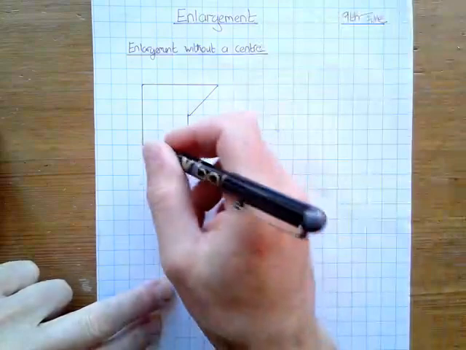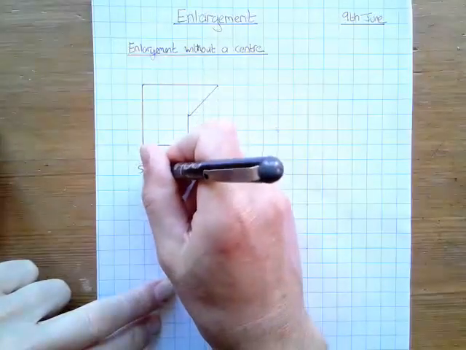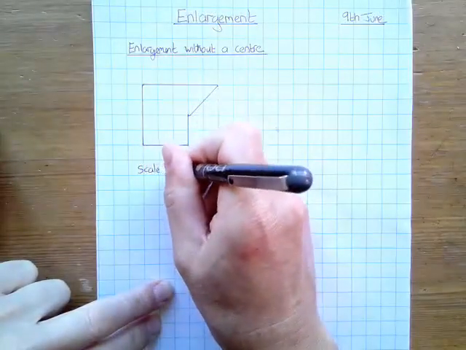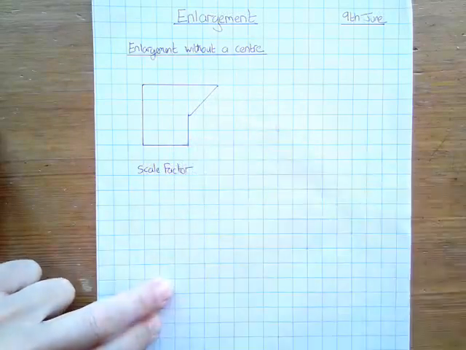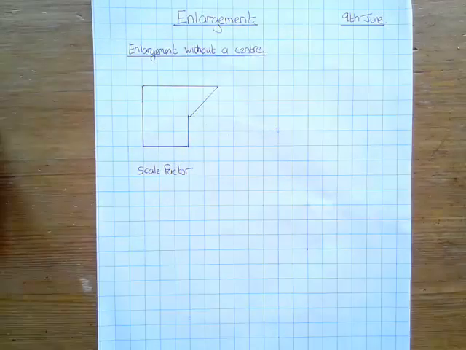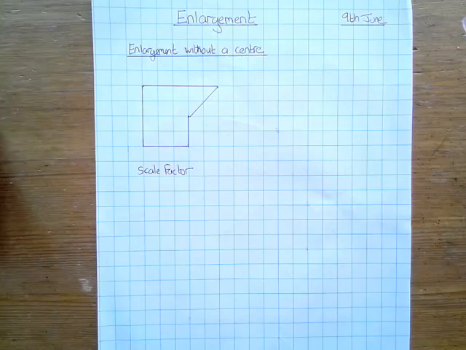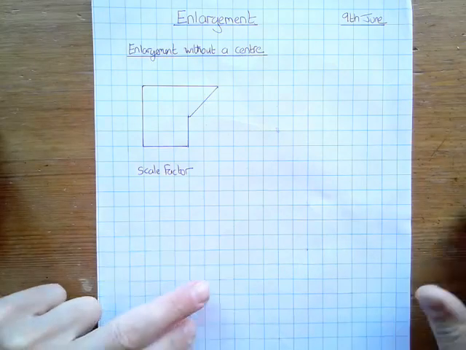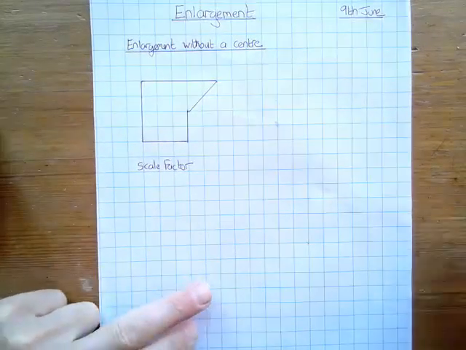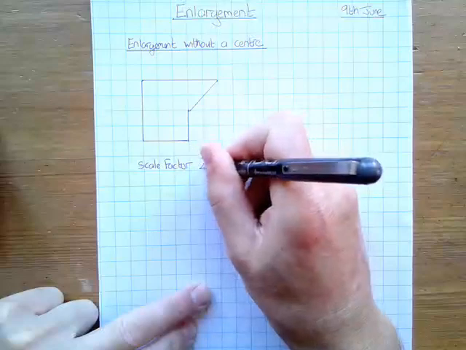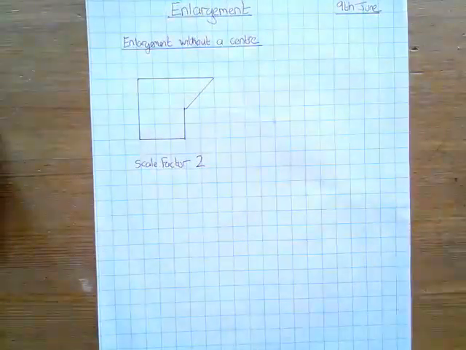And we call that number the scale factor. It can be any number you like, any number from 0 up to whatever you like, and it will get that much bigger. Now the one that you'll probably meet most of all when you first start doing enlargement is scale factor 2. So we'll do a scale factor 2 as it's our first example.